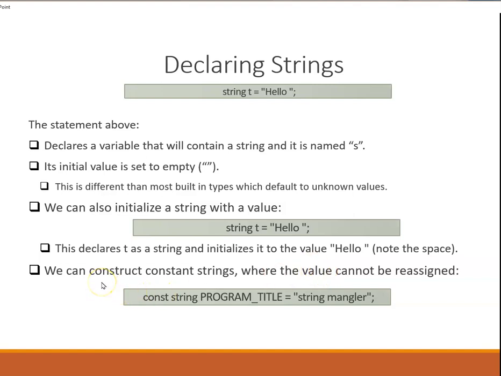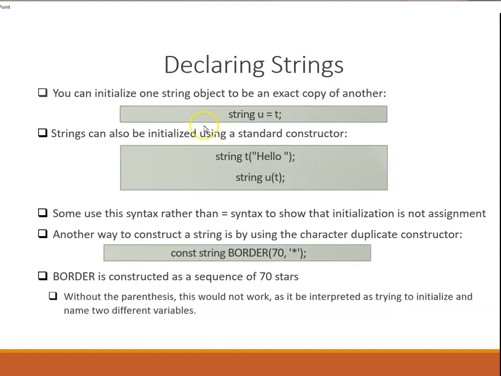We can construct constant strings, whose value cannot be assigned, just like before, while using the const keyword. You can initialize one string object to be an exact copy of another, and they can be used using a standard constructor by just passing in what they need in parentheses instead of using the equal sign. It is the same thing. Some use the syntax to show, rather than the equal, that initialization is not assignment.